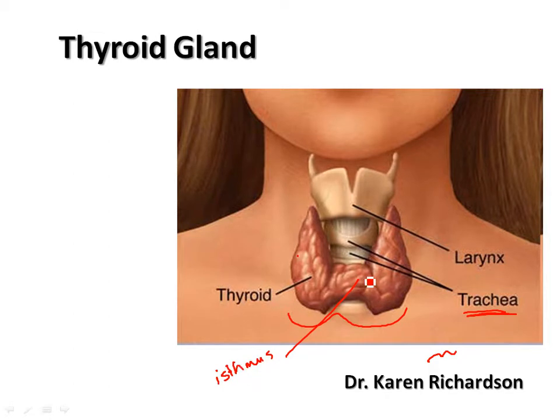This endocrine gland is going to produce three hormones that we're going to talk about today. And it's the only endocrine gland that is solely functioning to produce hormones. It doesn't have any other job.